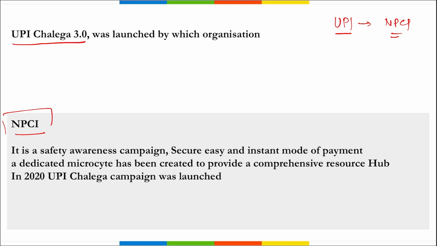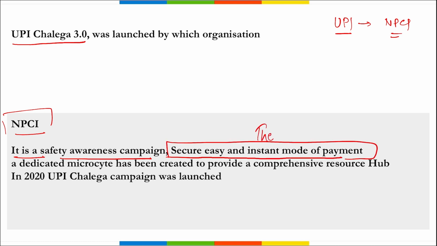And it is a safety awareness campaign developed in collaboration with various payment ecosystem players. And the campaign aims here to promote a secure, easy and instant mode of payment. This is the theme here. You can say that this is the theme on which UPI Chalega 3.0 was launched. It was a security awareness campaign, and the theme on which it was launched is secure, easy and instant mode of payment.